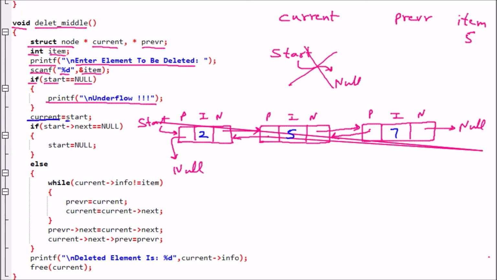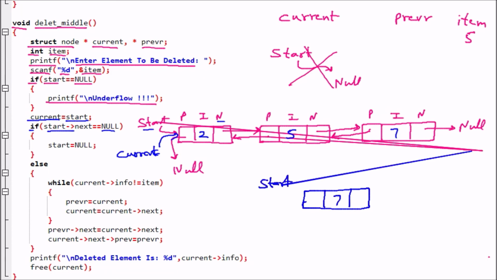Now current is equal to start. So here we are mentioning the current, and that is pointing to start. If start next is null, it is not null here, but assume that there is only one element present, and that node is 7. This is the start, and here it is null, and this is also null. So that was case 1, and this is case 2 where we have previous, info and next.